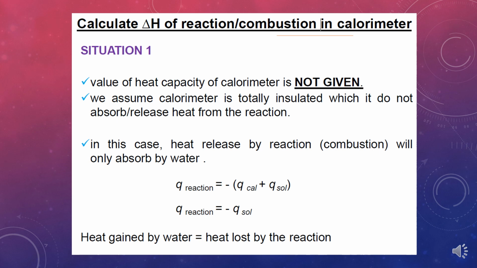Calculate enthalpy change of reaction or combustion in calorimeter. There are two situations we need to discuss in order to calculate enthalpy change of reaction or combustion in calorimeter. Situation number 1, when the value of heat capacity of calorimeter is not given in the question. In this case, we must assume calorimeter is totally insulated, which means it does not absorb or release heat from the reaction. Heat released by reaction will only be absorbed by water.